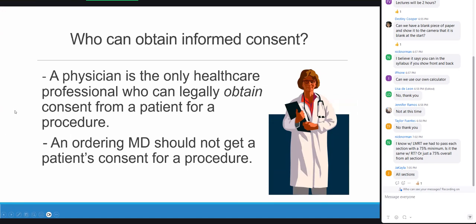For an informed consent, a physician is the only healthcare professional who can legally obtain an informed consent from a patient for a procedure. The ordering MD should not get a patient's consent for a normal or routine radiographic procedure. Okay. They basically just write out the order, give it to the patient. The patient brings it to us. And with them presenting it, saying my doctor sent me over, or I need to have this test done, or whatever, that's an implied consent.